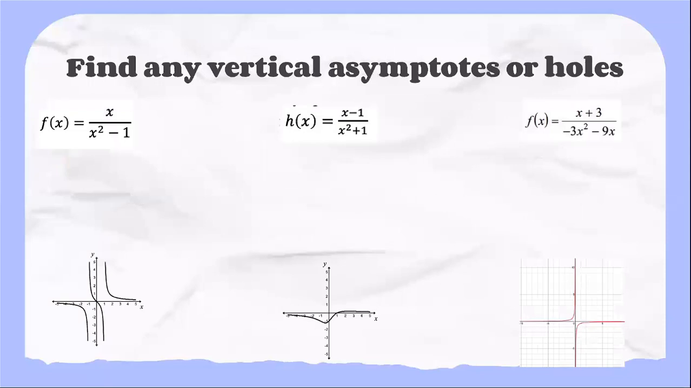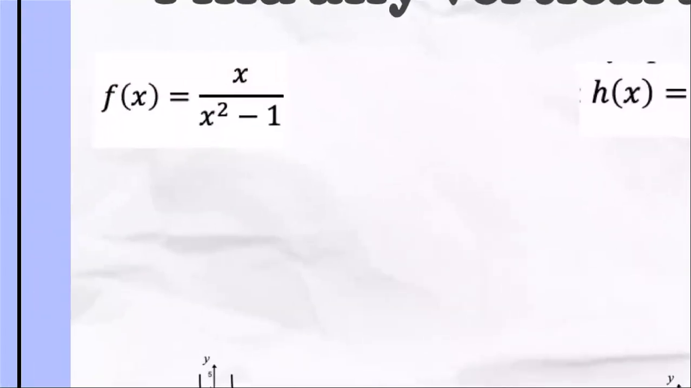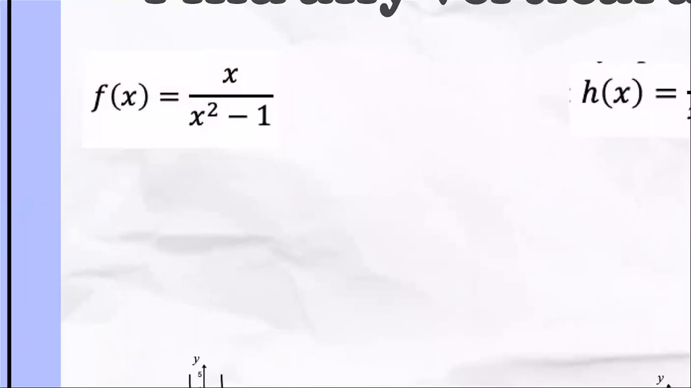All right, let's take a look at a couple of these. This says find any vertical asymptotes or holes. The first thing I want to do is factor both the top and the bottom. Looking at the top, there's nothing to factor, it's just x. On the bottom, I can actually factor using difference of squares. The square root of x squared is x, the square root of 1 is 1, and with difference of squares, remember I get one positive and one negative.